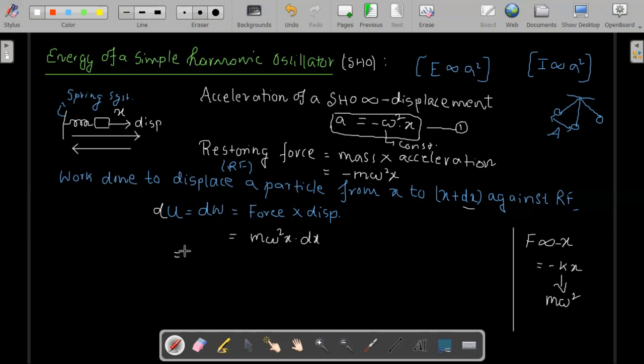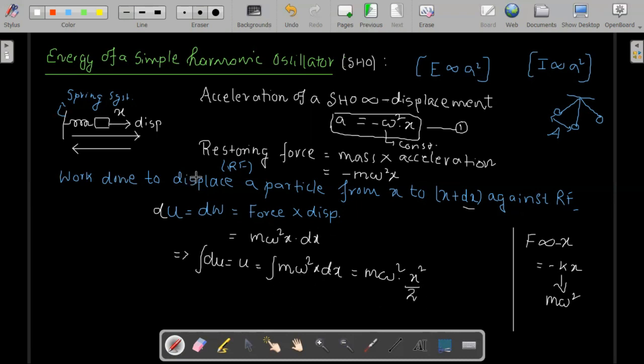Now, if you want to find the total potential energy, we have to integrate it. If you integrate dU, we get U. And on this side, we need to integrate m omega square x dx. m omega square is a constant, so we can just take it out. This is m omega square into the integral of x dx, which would be nothing but x square divided by 2.